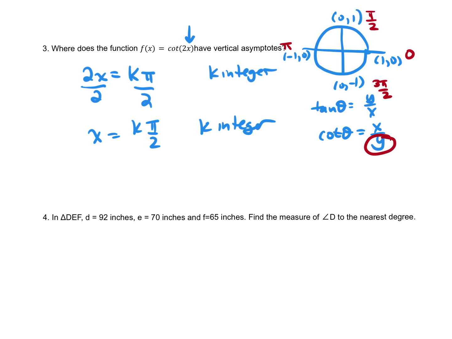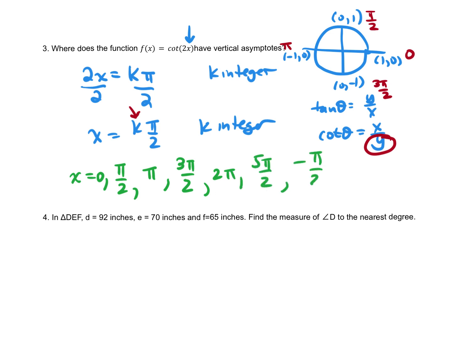So if you start putting values in for k, you can list a bunch of asymptotes. If I put a 0, it's 0. Put a 1, it's pi over 2. If I put a 2, it's 2 pi over 2, which is pi. 3 pi over 2. 4 pi over 2, which is 2 pi. 5 pi over 2. I could go backwards and say negative pi over 2, negative 3 pi over 2. These are all asymptotes of this function. Again, use the unit circle to set it up and then just divide or multiply to find your asymptotes.